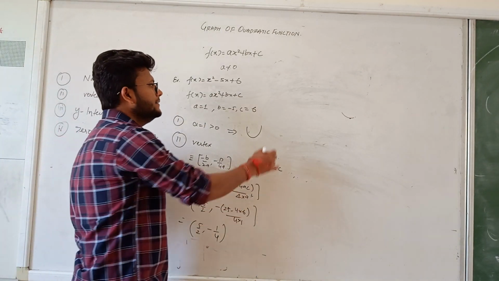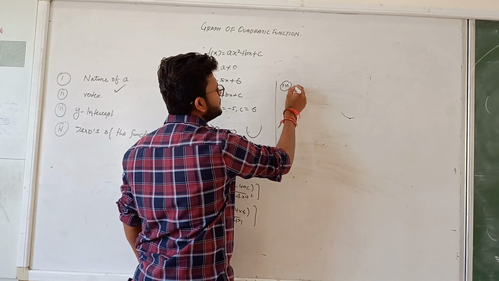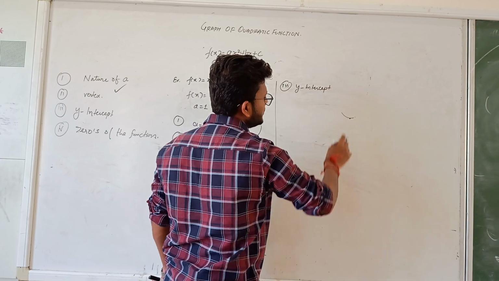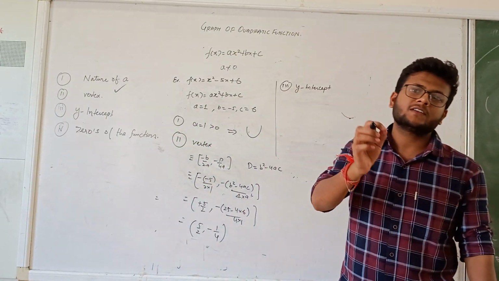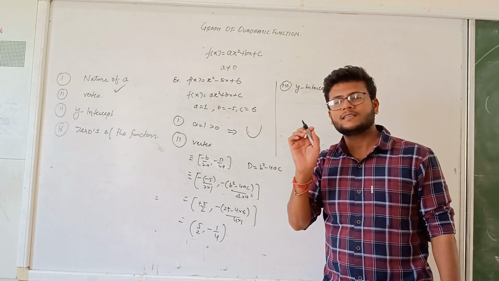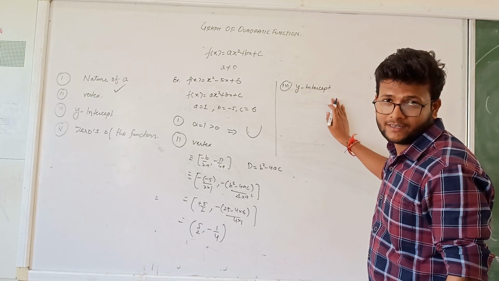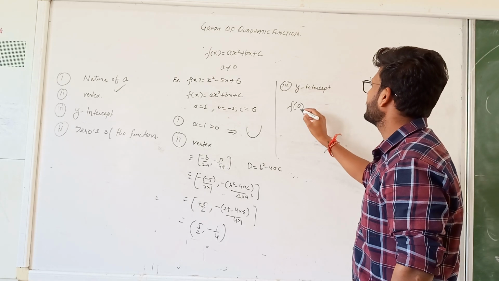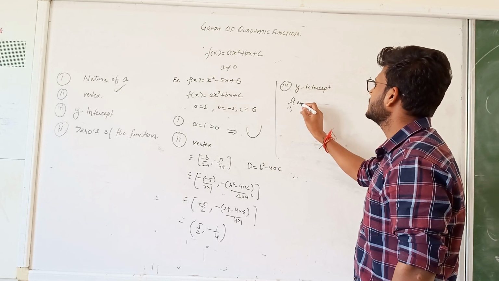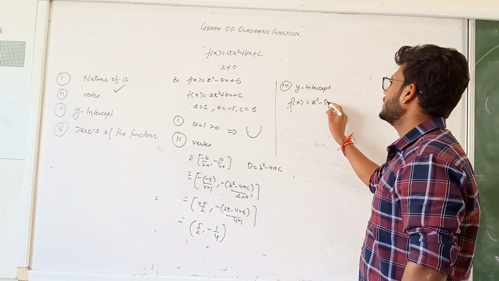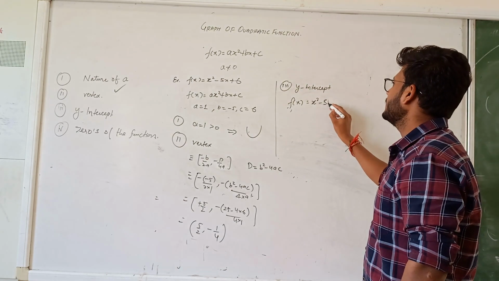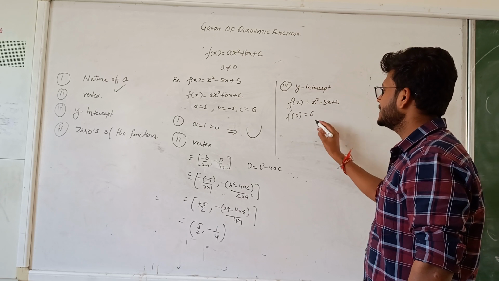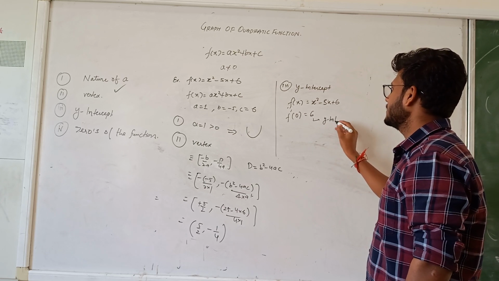Third, the y-intercept. As we saw earlier, the y-intercept is the place where the function cuts the y-axis. How can you find it? By putting x = 0 in the function. We have f(x) = x² - 5x + 6, and on putting x = 0 we get 6. So 6 is the y-intercept.